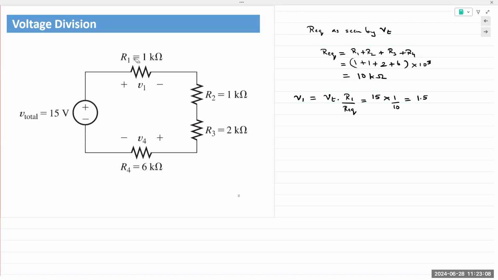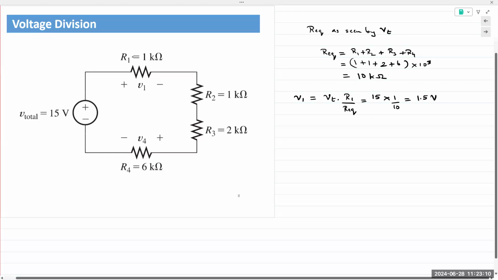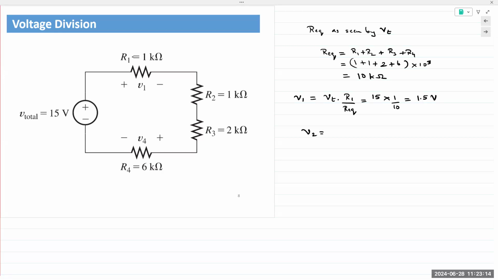Volts, thank you. Volts. And since R1 and R2 are the same, V2 is also the same as V1, which is 1.5 volts.